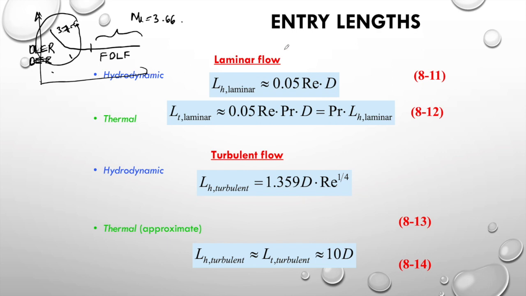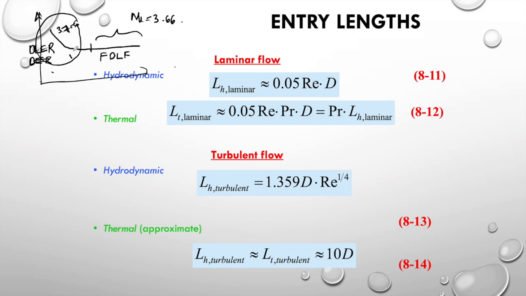And the importance of finding the entry length is that you calculate Reynolds number and then you compare with 2300. You just say that it is a laminar flow, but you do not know whether that laminar flow falls under developing laminar flow or fully developed laminar flow.